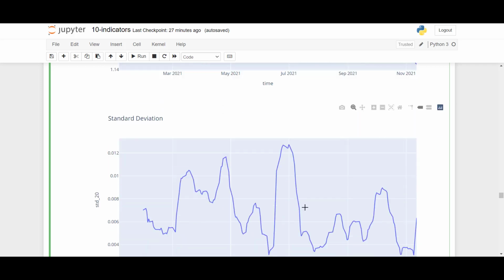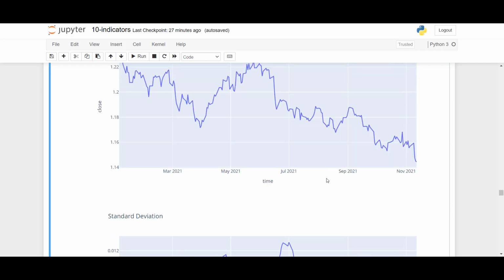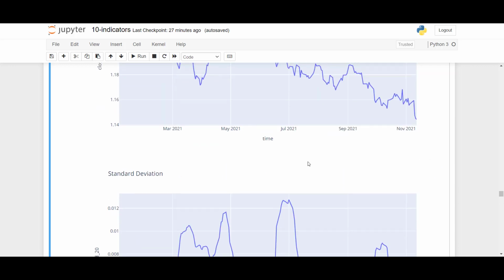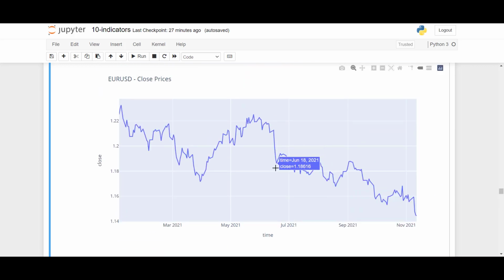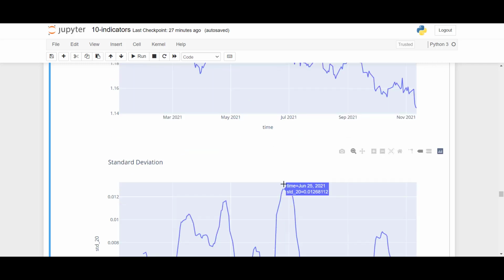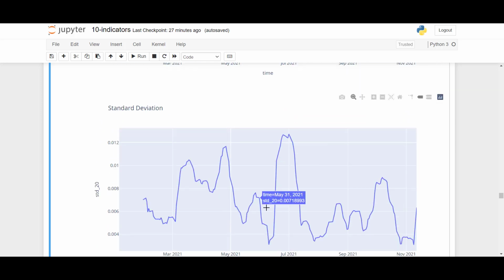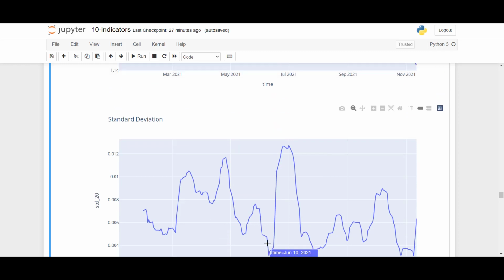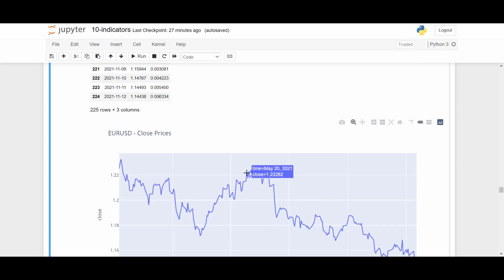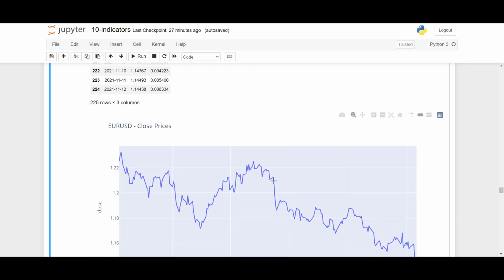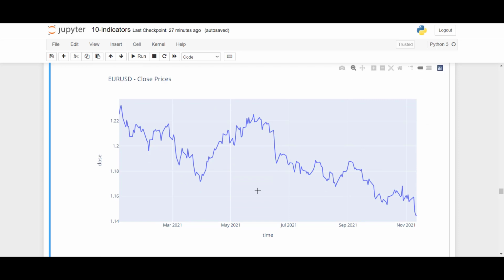And if you look at the Euro USD prices, we can see that here the standard deviation is very high because of this big spike here, which is indicating that the markets are moving very rapidly. On the other hand, we have a standard deviation that is very low here, and we can see that here the market was not moving at all. So it helps us to determine, for example, when markets are ranging and when markets are very volatile.